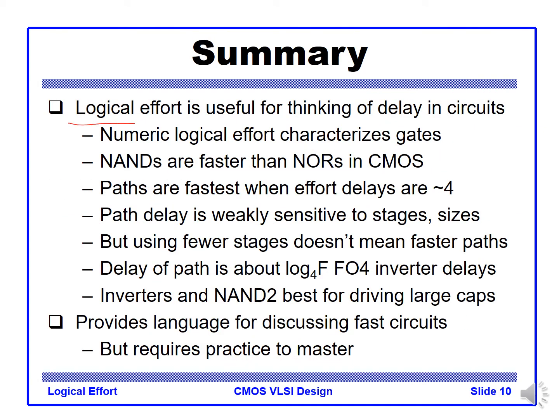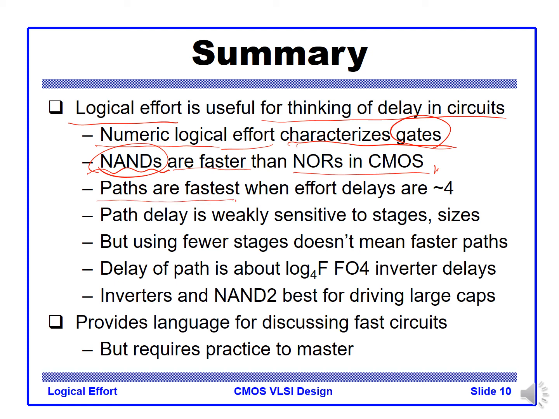In summary, the logical effort we have learned so far is useful for thinking about delay in circuits. So we know that numerical logical effort can characterize a gate. The logical effort of each gate represents how efficient the gate is to drive a certain load, right? So smaller logical effort is a good circuit. The minimum logical effort gate is the inverter, right? Inverter logical effort is equal to 1. That is the fastest one. The second best is a 2-input NAND gate. It's faster than a NOR gate, since the NAND gate has a smaller logical effort than the NOR gate.